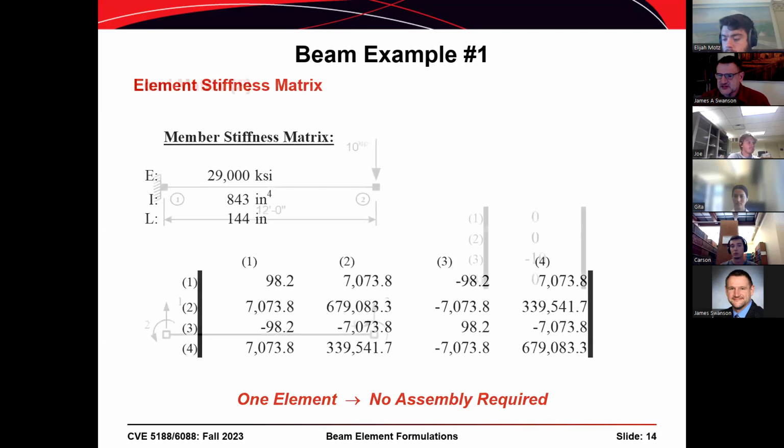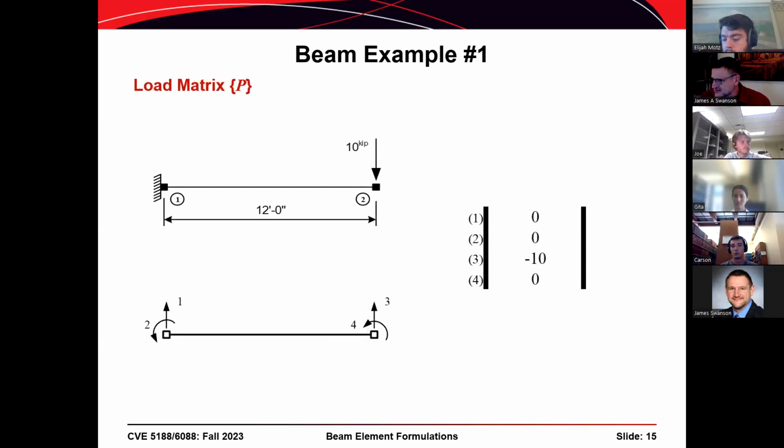So we need the load matrix. We look at the loads that are acting here. We have 10 kips acting at degree of freedom 3, but the 10 kip load is acting in the opposite direction from what we defined as a positive degree of freedom 3. So when we enter that into our load matrix, we have minus 10 there.